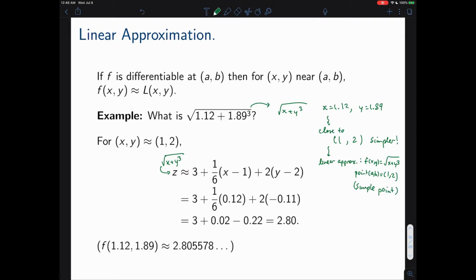1, 2 is a simple point, or at least it's way simpler than the one we're really interested in. Okay, so we're writing down a function that fits the question, and then we're deliberately choosing a different point that's simpler than the one that we're actually looking for. That's how we would use linear approximation for something like this.